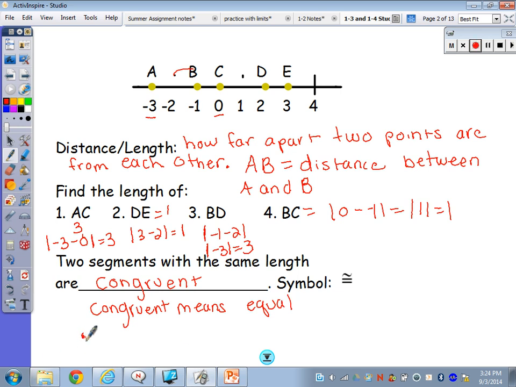To mark two segments congruent, if these two segments have the same length, we put a tick mark on them. If they have the same number of tick marks, that means they're congruent. So I could do this one, and I would put 2 tick marks on this one to show that these are congruent. If this is AB and this is CD, I would say AB is congruent to CD. Okay, so AB's length is the same as CD. That's what we're saying.